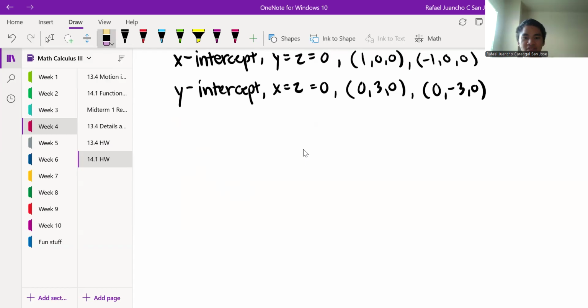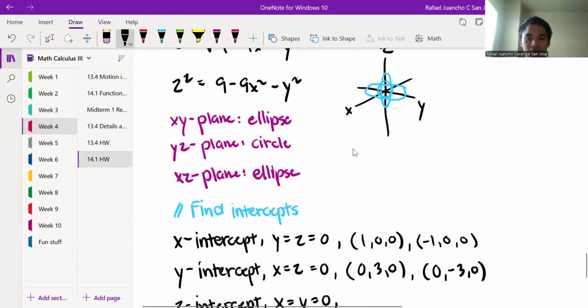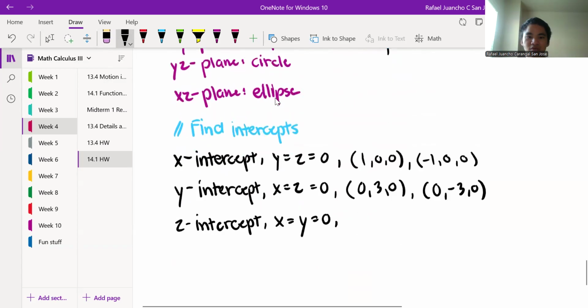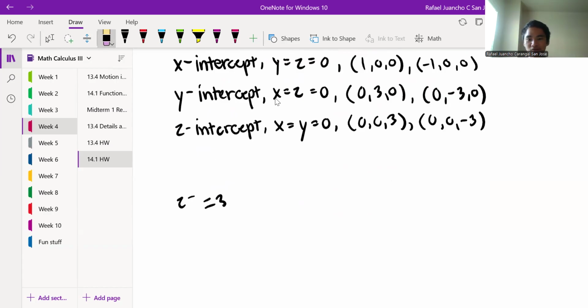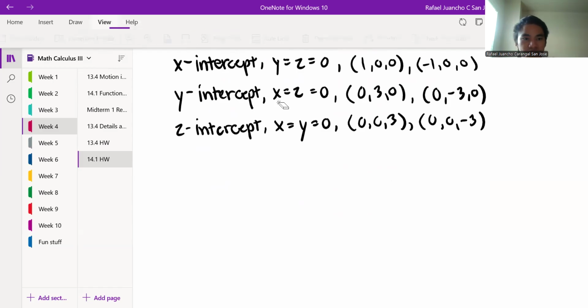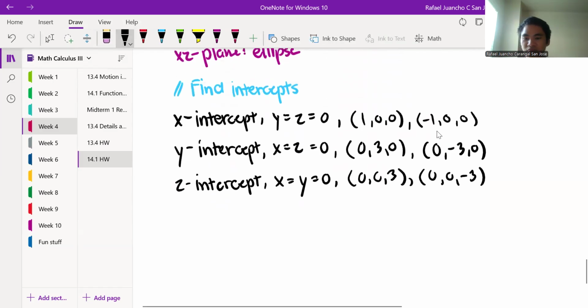And lastly, when I get my z-intercept, I get my x and my y to be 0. And so that would just be z squared equals 9, right? And so I have z is equal to plus minus 3. This would be (0, 0, 3) and (0, 0, -3). And there. That's it, I guess.